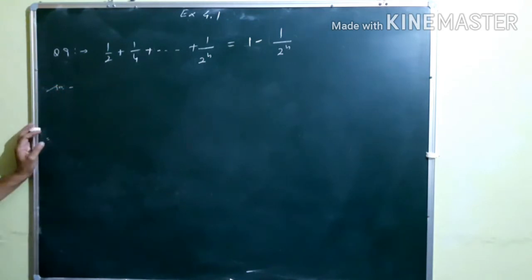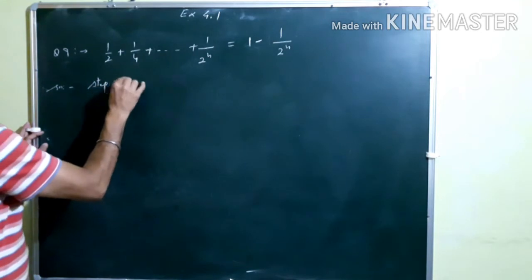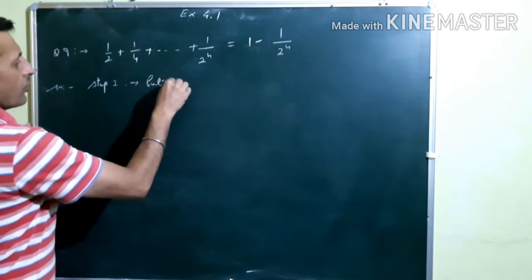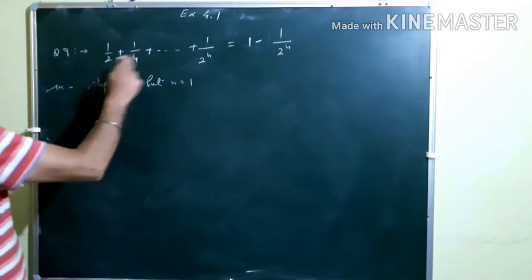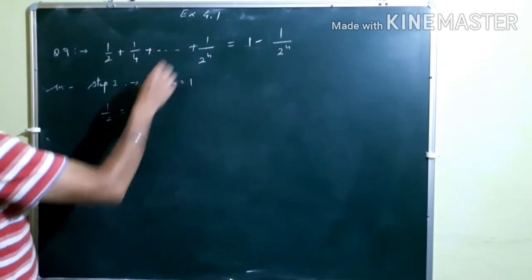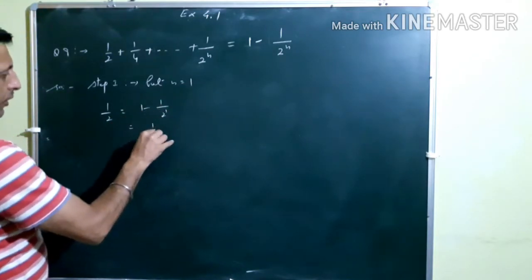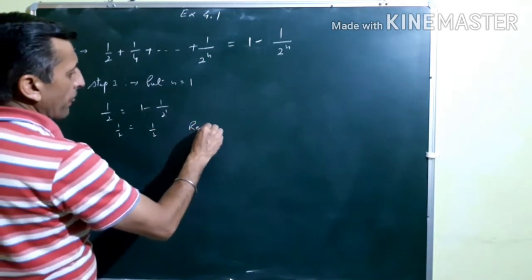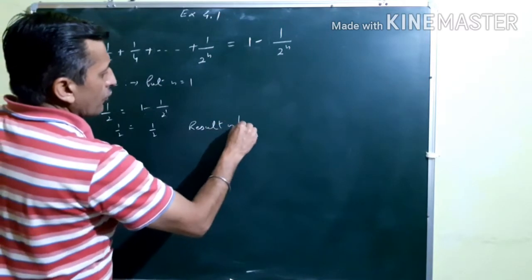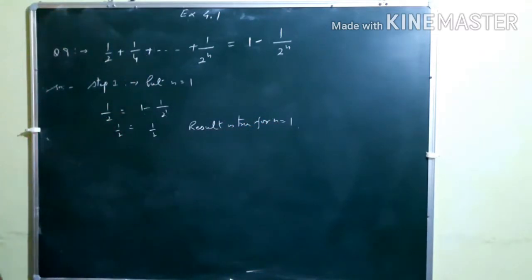As you know, there are 3 steps. Step number 1: put n is equal to 1. When n is equal to 1, the left side gives 1 by 2, either here or from here, anywhere you can take. The right side is 1 minus 1 by 2 to the power 1, and you know 1 minus half is equal to 1 by 2. So the left hand side, 1 by 2, is equal. So you can say the result is true for n is equal to 1. This proves that your result is true.